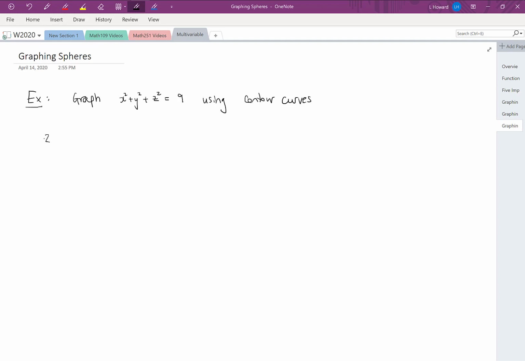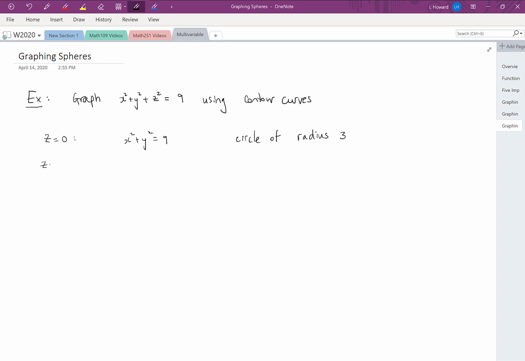So let's try plugging in z equals 0 here. Plug that into the equation for our surface and we get x squared plus y squared equals 9. So in other words, that's giving us a circle of radius 3 in the xy direction when z is equal to 0.